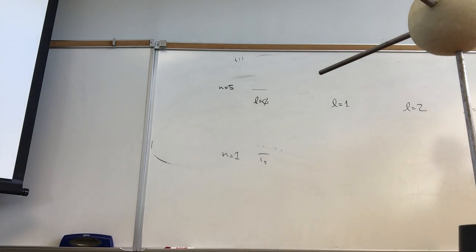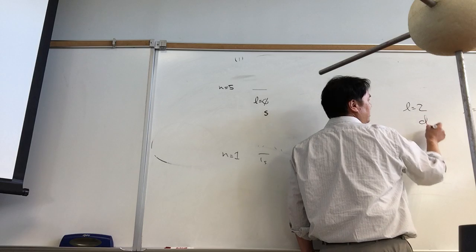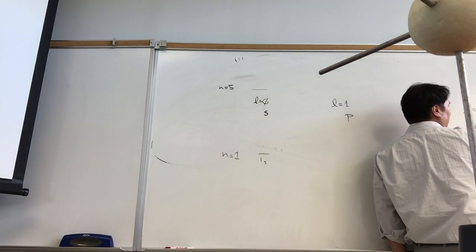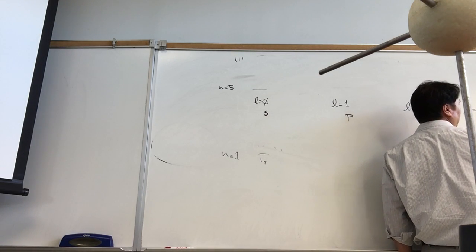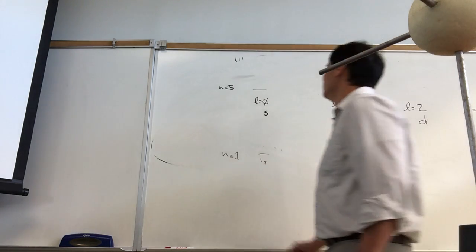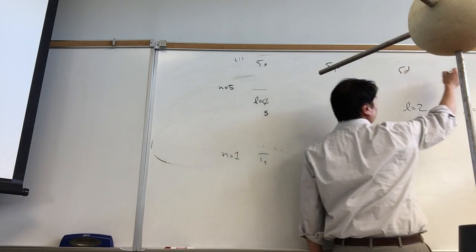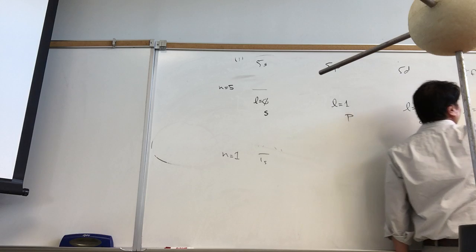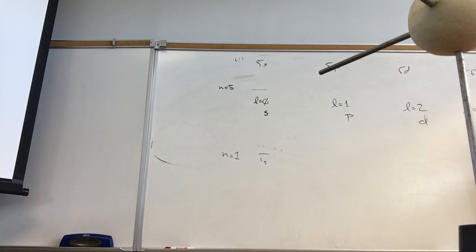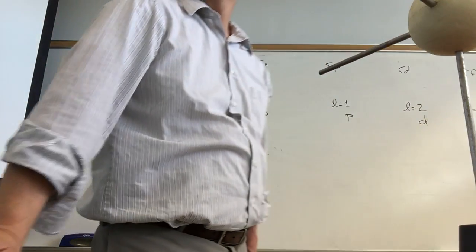Well, maybe, because L equals 0 is called an S, L equals 1 is called a P, L equals 2 is called a D, L equals 3 is called an F, L equals 4 is called a G, L equals 5 is called an H. And so what we're dealing with are the 5s orbitals, the 5p orbitals, the 5d orbitals, the 5f orbitals, the 5g orbitals, and the 5h orbitals. Is that right? Yes? No.